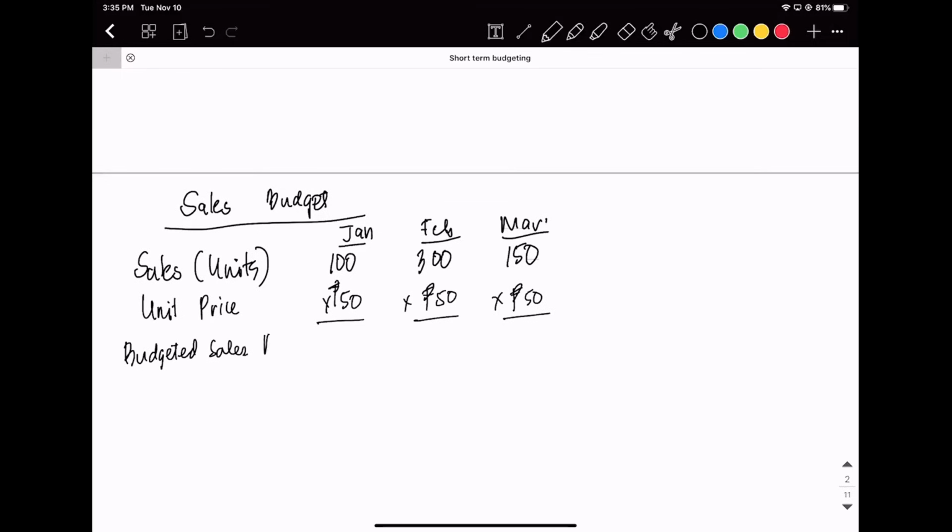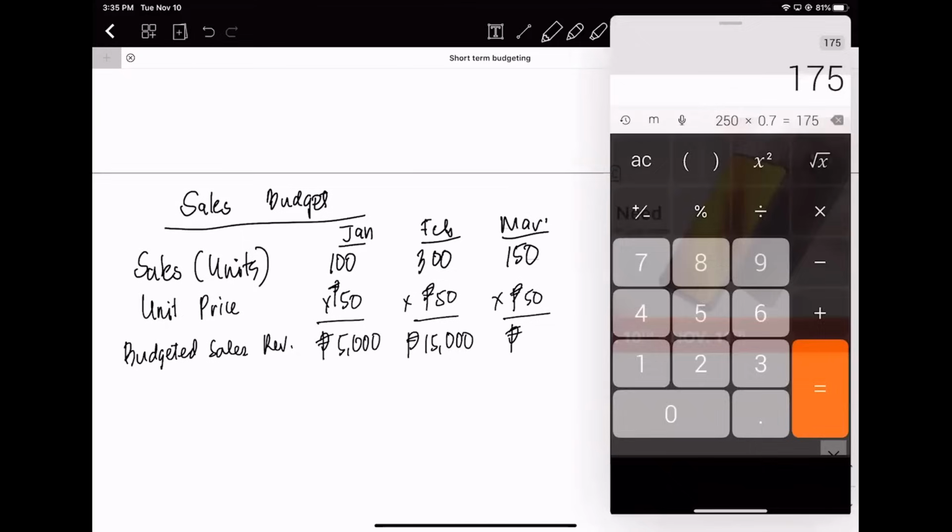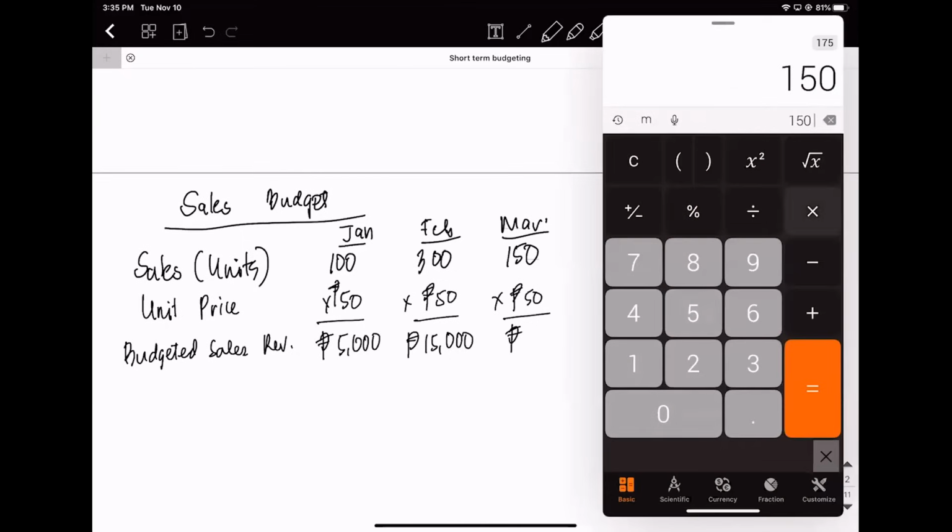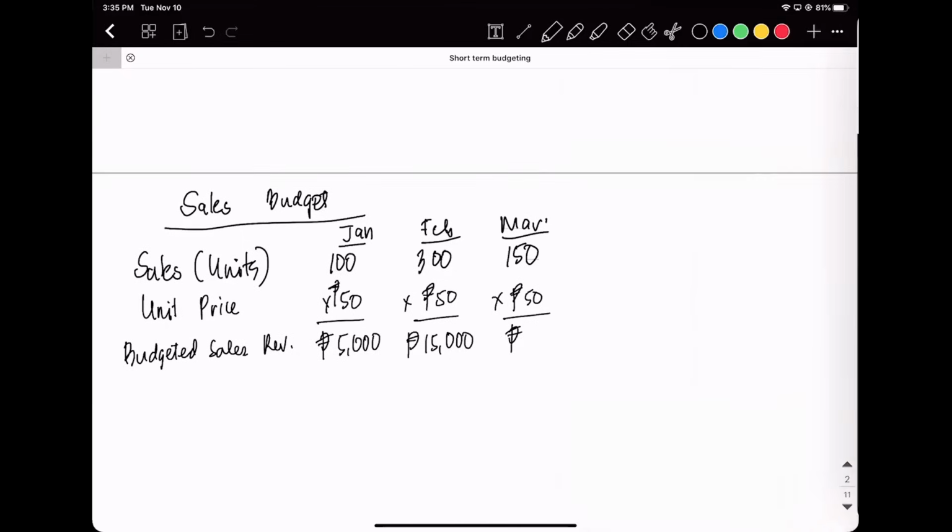Okay, so ito na yun, budgeted sales revenue. So this is 5,000. Mental na lang, no? So ilan to? 15,000 pesos. And then for the month of March, kaya nyo ba i-mental yan? So 150 times 50. So we have 7,500. So ito na kagad, meron ka ng sales budget. So we're done na with sales budget.